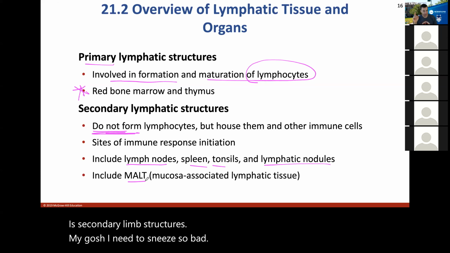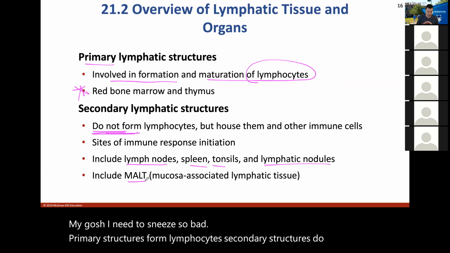Okay. Primary structures form lymphocytes. Secondary structures do not. That is the difference.